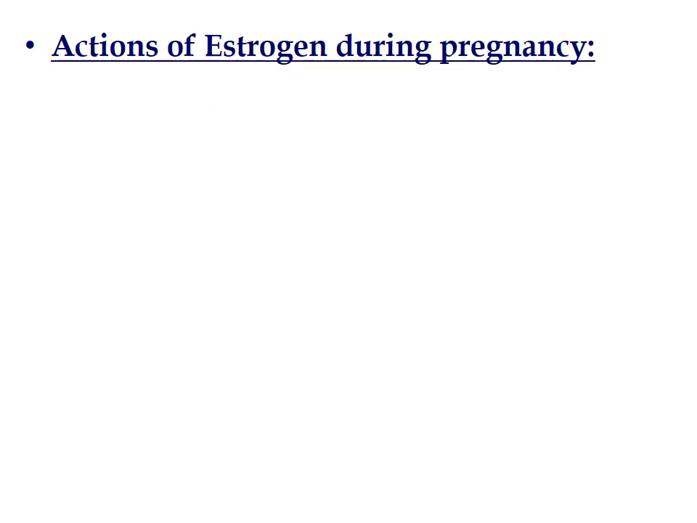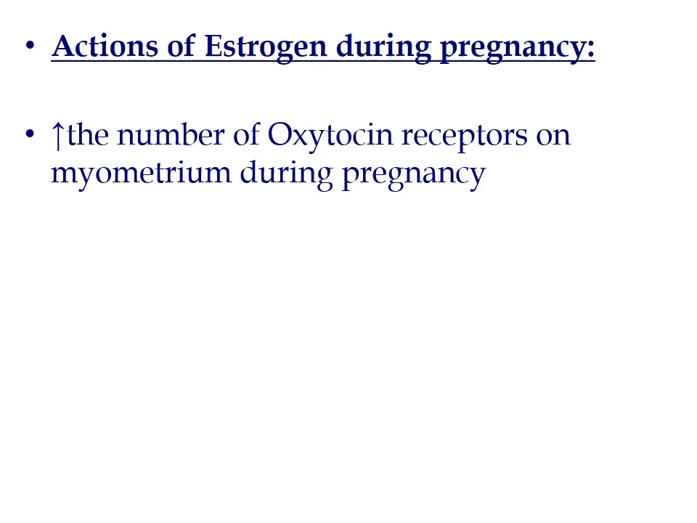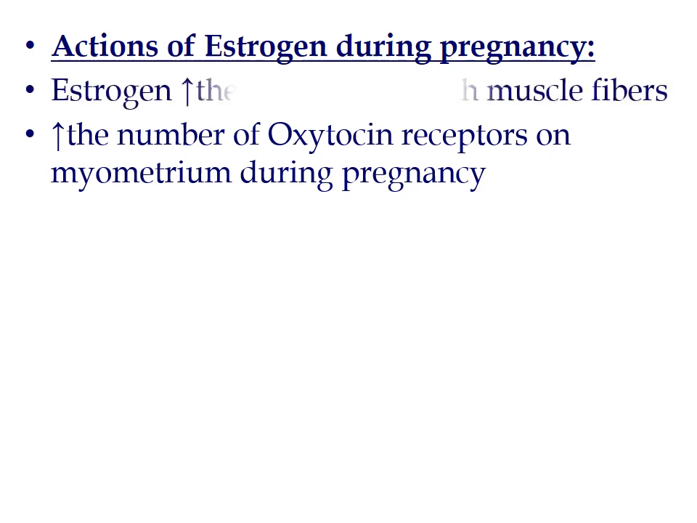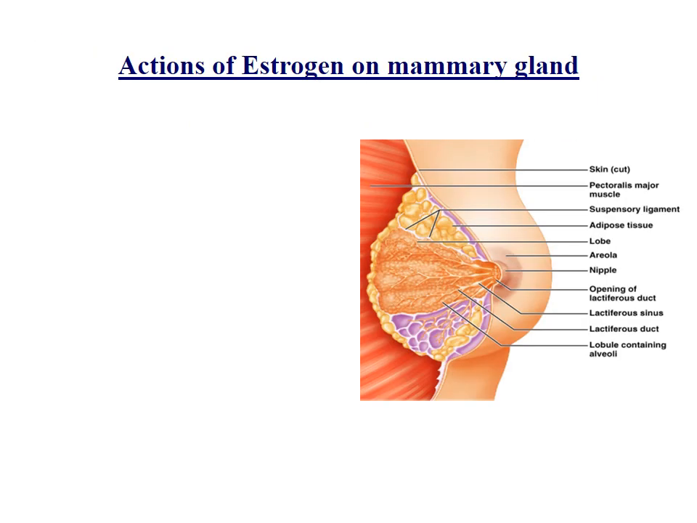Actions of estrogen during pregnancy. It increases the number of oxytocin receptors on the myometrium during pregnancy. What is the role of oxytocin? Oxytocin is a hormone which is synthesized in the hypothalamus, but it is stored and released from the posterior pituitary. So it increases the number of oxytocin receptors on the myometrium during pregnancy. Estrogen also increases the length of smooth muscle fiber.